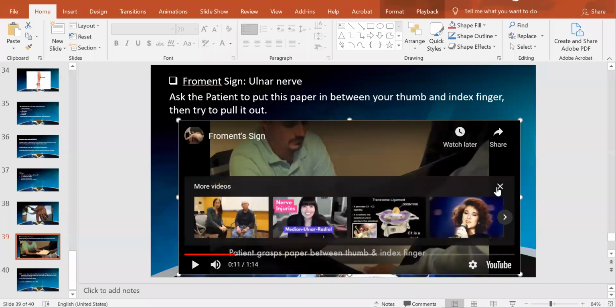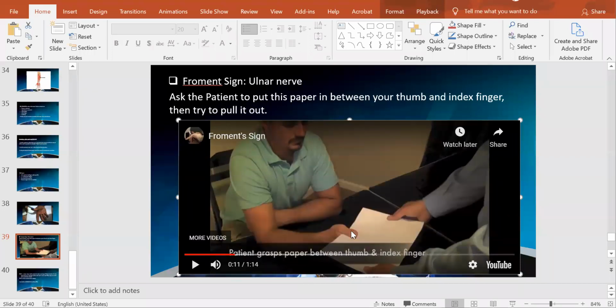In here, mainly you ask the patient to hold the card or the paper in between the thumb and index finger using both hands. Once the patient's paper is in between their thumb and index finger, you pull the paper. Now remember, the examiner's hand will also be in the same position. That means you have to hold the paper in between your index finger and thumb. So same position, and then you try to pull the paper out of the patient's hand.